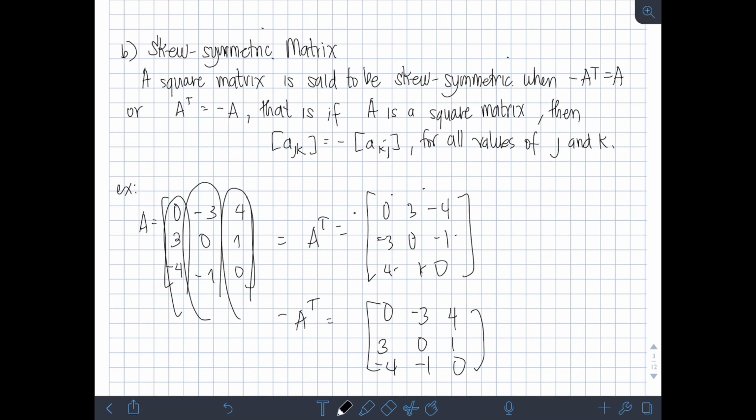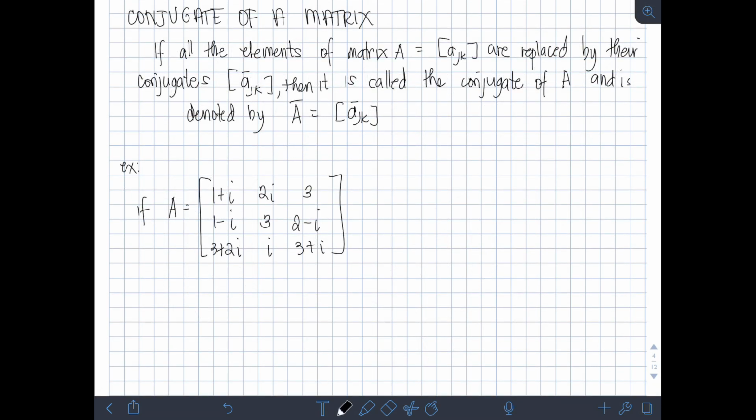So, mapapansin nyo, equal itong original A sa negative nung A transpose, right? 0, negative 3, 4, 3, 0, 1, negative 4, negative 1, 0. So, yung tinatawag na skew symmetric kapag yung A transpose ay equal sa negative nung original matrix or vice versa. Okay? Next, we also have the conjugate of a matrix.